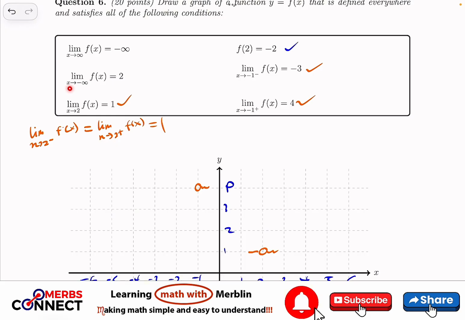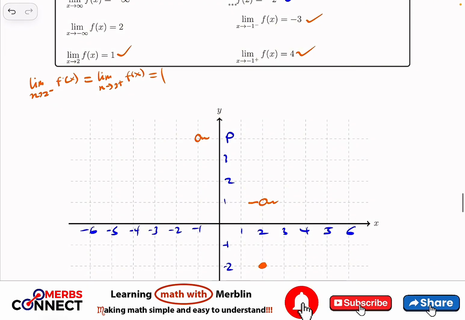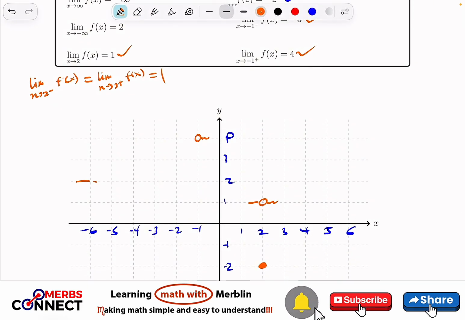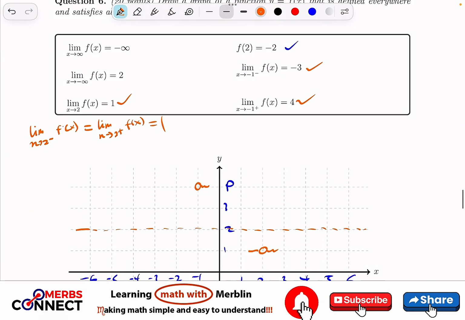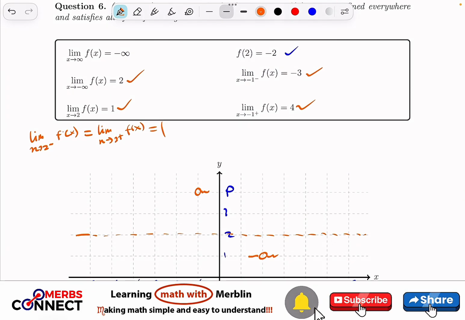Now, x is approaching negative infinity, and it's giving us 2 as a horizontal asymptote. So we are going to have a horizontal asymptote here, right? Because x is approaching infinity. So that's what we are going to have, and we are done with this one too.